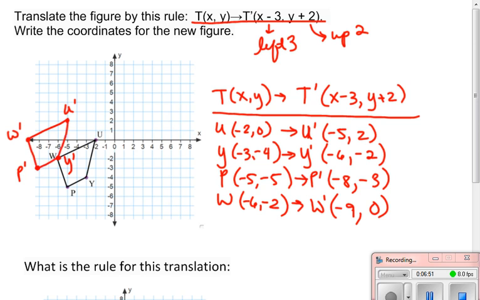Again, quick check. 1, 2, 3 left, 1, 2 up. Plus 2 up, minus 3 left. And that is exactly what my rule told me to do.